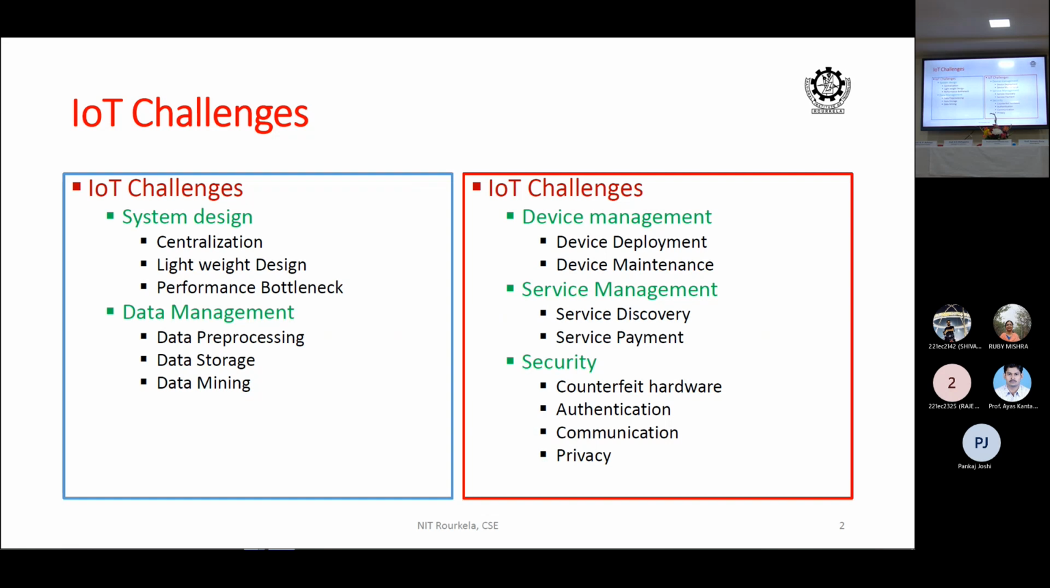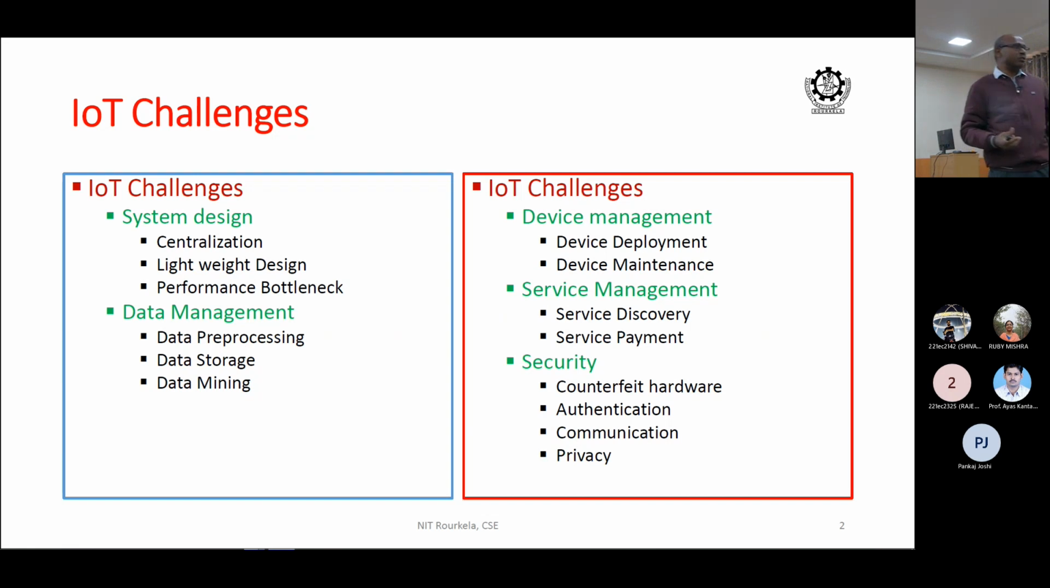Then look at the problem with data management. The IoT system is billions of devices, and each device generates huge volumes of data, and the data may not be in the same format. So again, it is a challenge. You need to process the data, and once you process the data, you have to store it. Then once the data is stored, you have to mine the data to get some useful information. Now, if you look at device management, you install billions of devices. Then how do you manage the devices themselves? If you talk about deployment, then comes the maintenance of the devices.